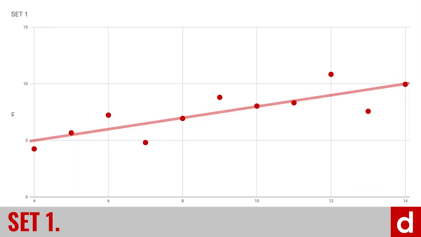Here's the first set of data. This is a nice, normal looking regression equation. Things are scattered around a little bit on this line. This is what we're expecting in regular analysis.